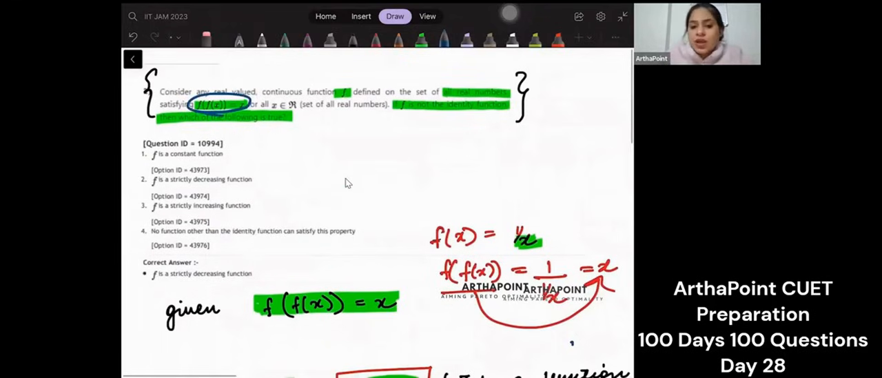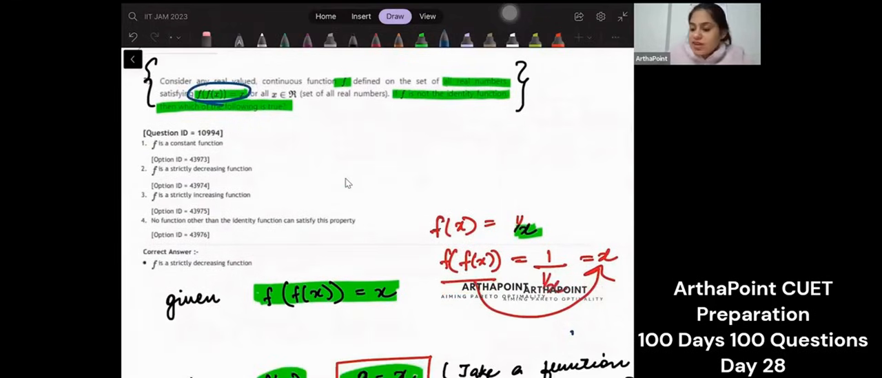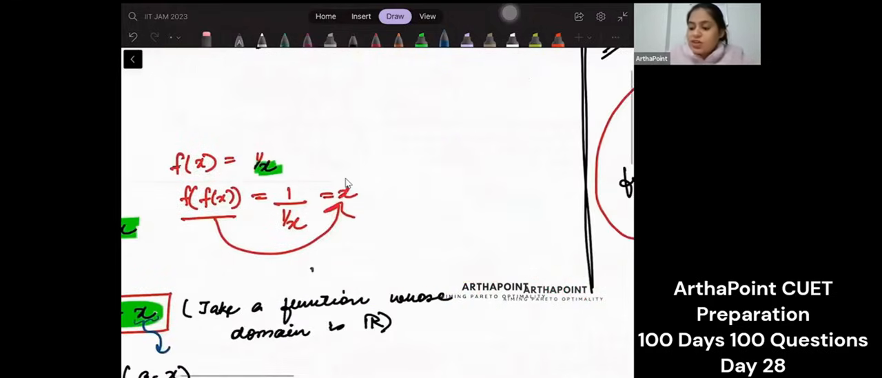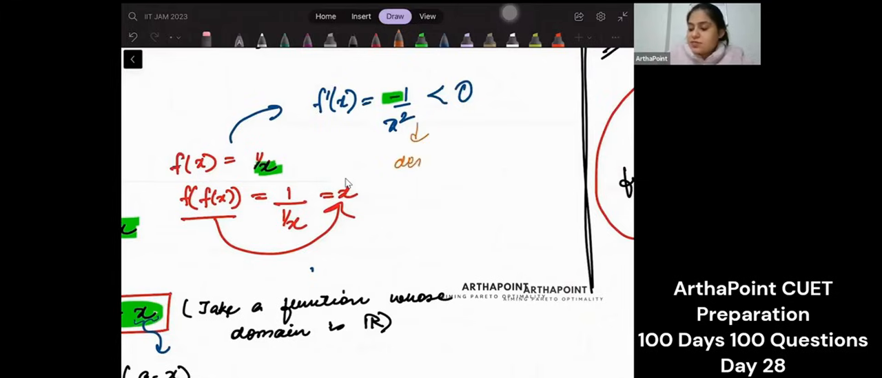Now in this case, it is asking whether it will be decreasing or increasing. Take it out. When the function is this, what is f dash x? Minus 1 by x square. This is less than 0, because of this negative sign, which means it is decreasing.